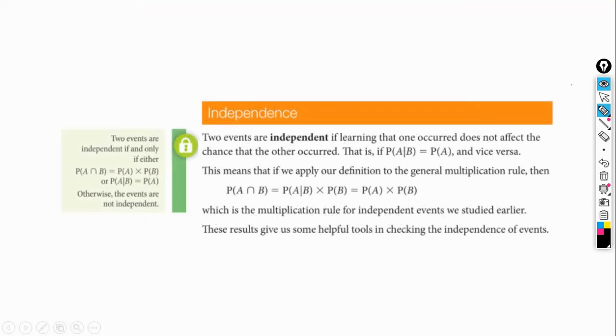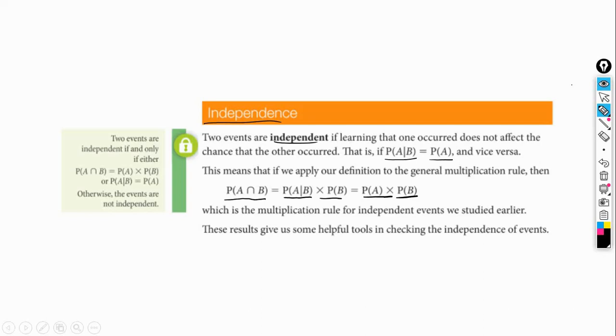So now we're going to talk about independence. Two events are independent if learning that one occurred does not affect the chance that the other occurred. That is, that the probability of A given B is equal to the probability of A and vice versa. This means that if we apply our definition to the general multiplication rule, then the probability of A intersection B is equal to the probability of A given B times the probability of B, which is the probability of A times the probability of B. So this is the multiplication rule for independent events that we studied earlier.